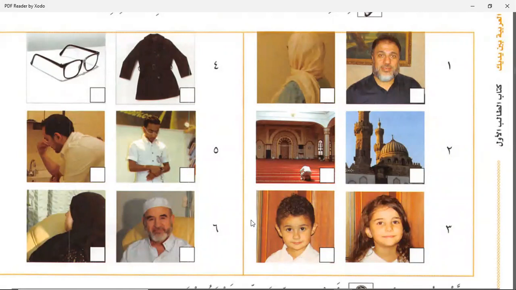So after the class you will make a picture of this and send it to Google Classroom. Now I need one student who will solve it here with me. Raise your hand. Okay, Miss Kinza, you will do it with me.